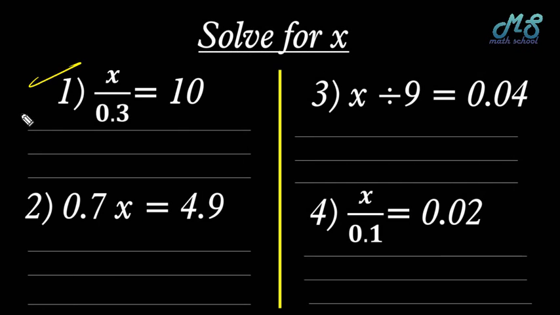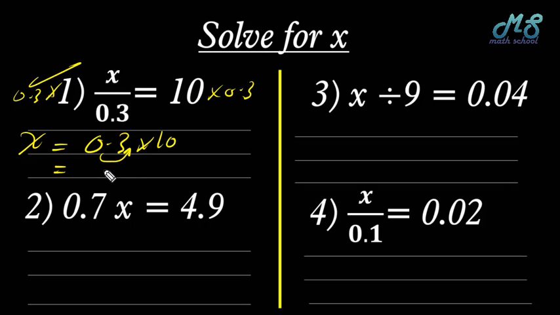Next, solve for x. The first one is division equation. X over 0.3 equals 10. To find the value of x, guys, just multiply both sides by 0.3 we studied before. You can find now the value of x directly equals 0.3 times 10. Now x equals what? Just move the decimal point one decimal place to the right. We will get x equals 3.